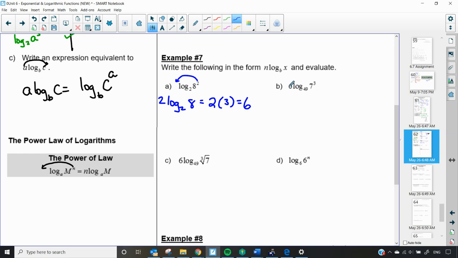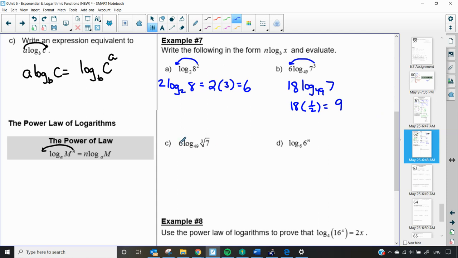Next one, we've got 6 log base 49 of 7 cubed. So the 3 is going to come forward and multiply by the 6. That's going to give us 18 log base 49 of 7. Log base 49 of 7 is 1/2. So 18 times 1/2 is 9.